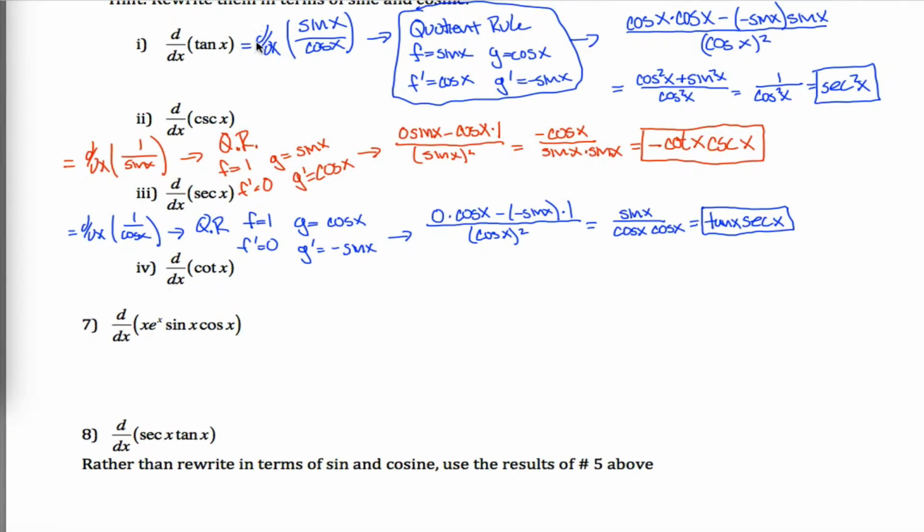Cotangent. Cotangent is going to be kind of similar to what I did up here. Really what I'm being asked to do is figure out the derivative of cotangent, which is the same as cosine over sine.